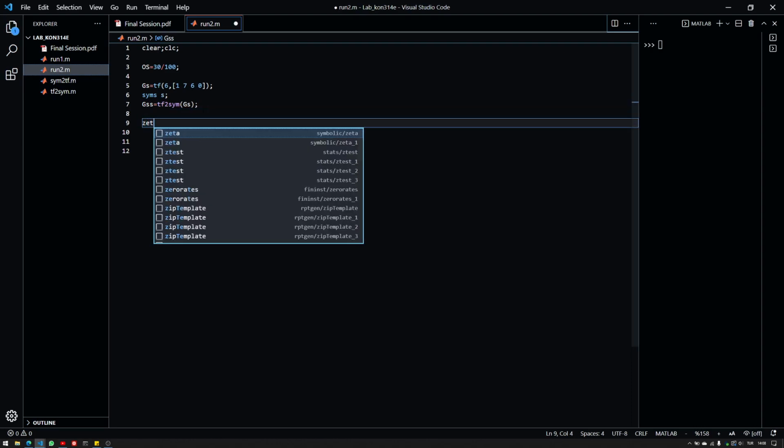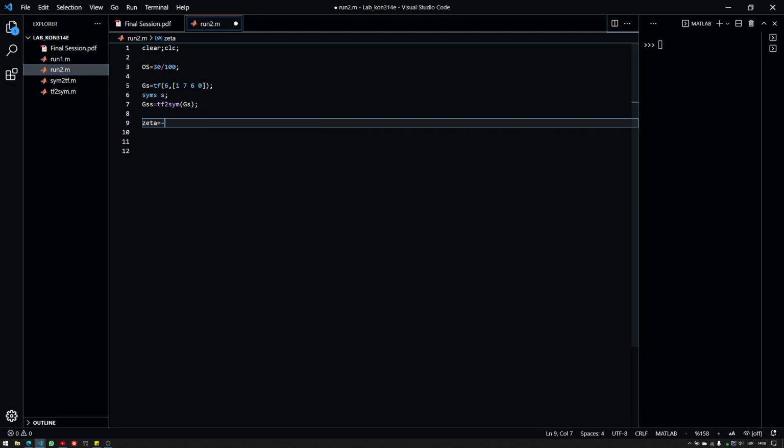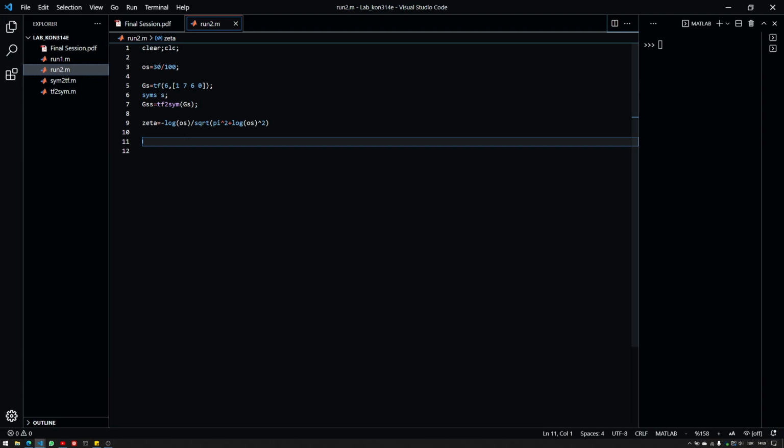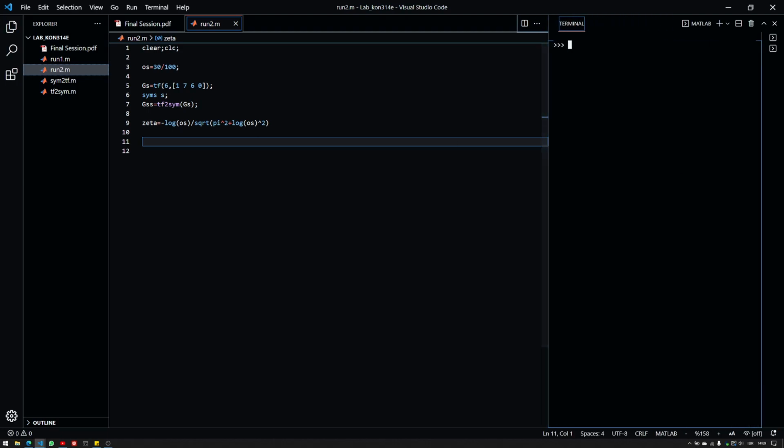Now, zeta is equal to, and this is very important, in MATLAB we always use log of overshoot divided by the square root of pi squared plus log overshoot squared. So in MATLAB we always use log here, but don't be mistaken, because log in MATLAB does not mean log 10. This is basically natural log.